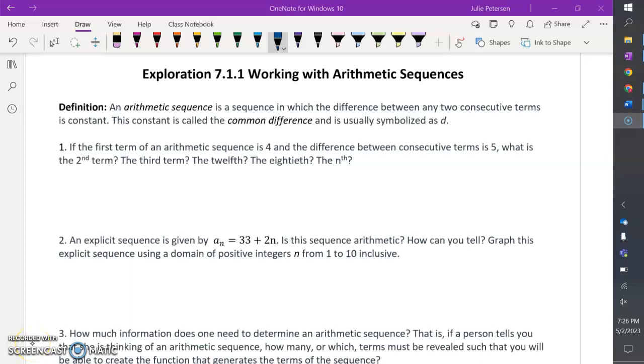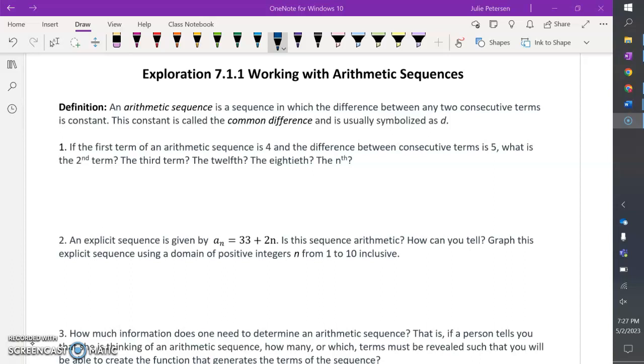All right, so let's take a look at arithmetic sequences in a little more detail. An arithmetic sequence is one in which the difference between any two consecutive terms is constant. This constant is referred to as the common difference, and usually you'll see it represented with d. So let's take this and apply it and see if we can answer some of these questions.